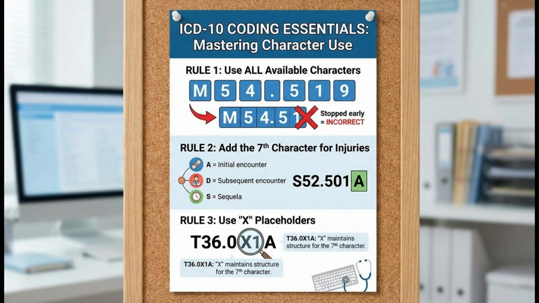2. Add the 7th character for injuries. Fractures, burns, poisonings. These codes need a 7th character that tells one key detail. A is initial encounter. D is subsequent encounter. S is sequela. This tiny letter changes the entire meaning of the code. 3. Use X placeholders when needed. If a code requires a later character but there's no digit in that position, you insert an X as a placeholder. It keeps the structure correct so the 7th character ends up in the right spot.